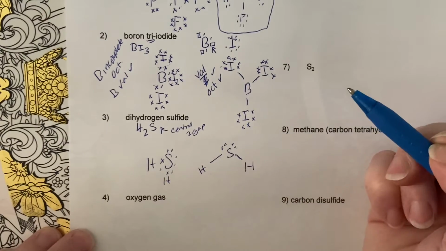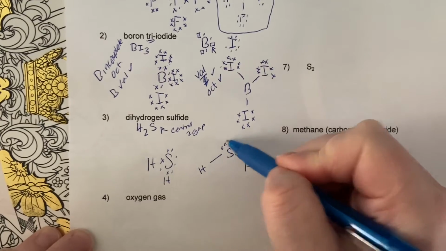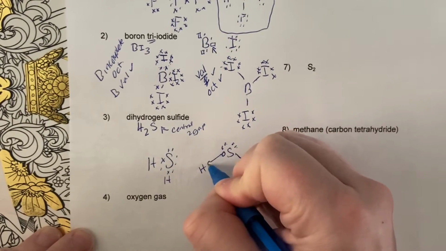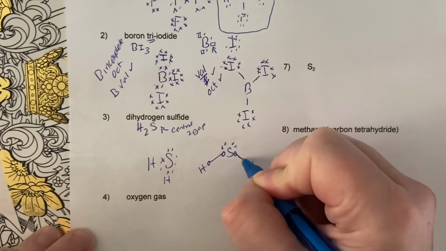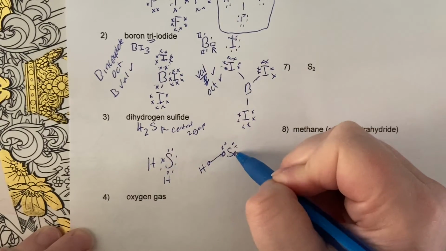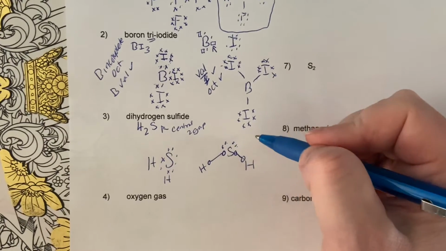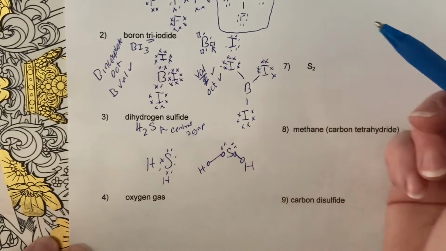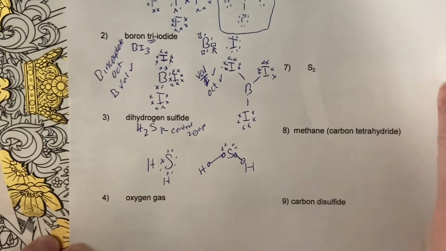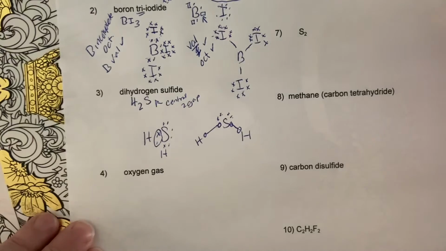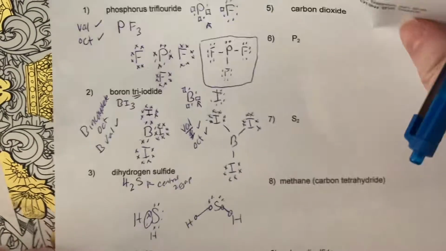2, 4, 6, 8 meets octet. 1, 2, 3, 4, 5, 6 meets valence. Because remember, you can pretend like these are little barbells here, so you can see there's 1 electron from sulfur and 1 electron from hydrogen. They're holding hands to make that single bond. And hydrogen, of course, is full with 2 electrons because he only has a quantum level of 1.